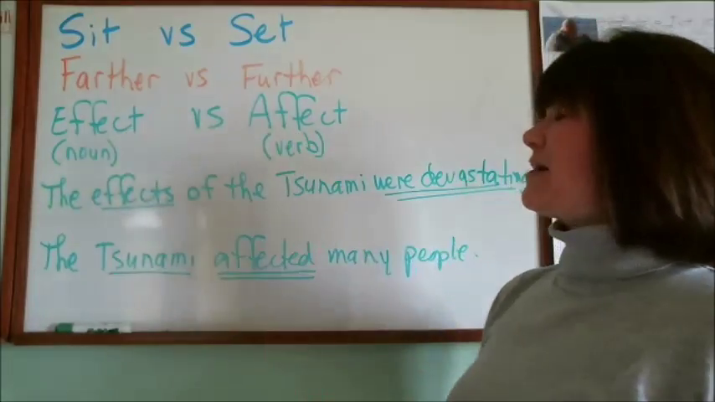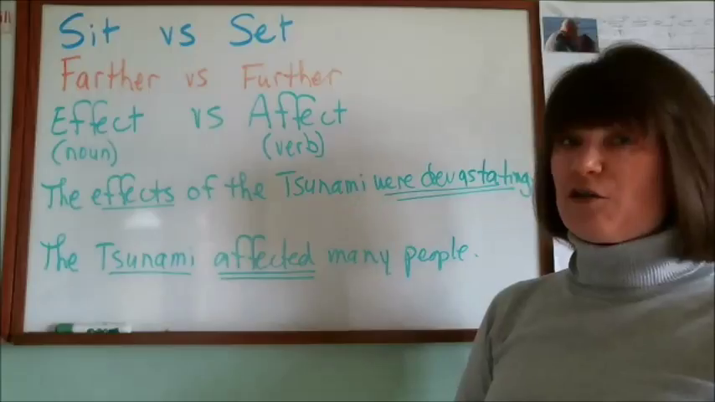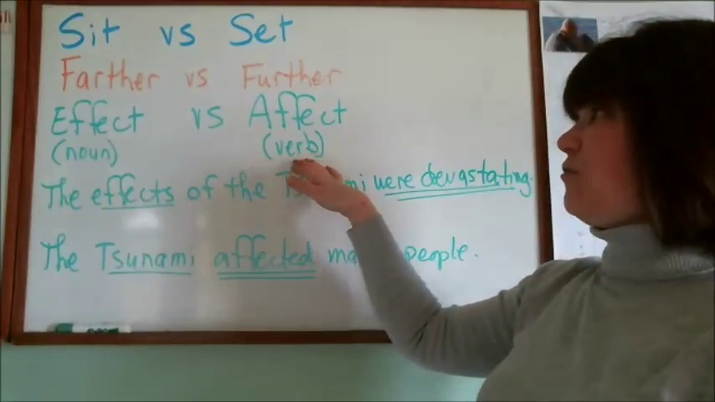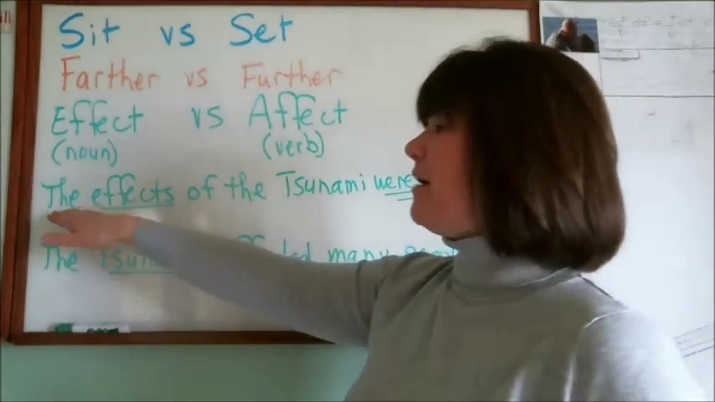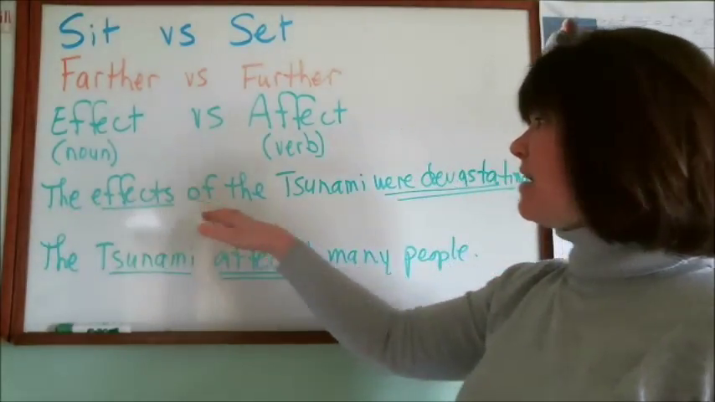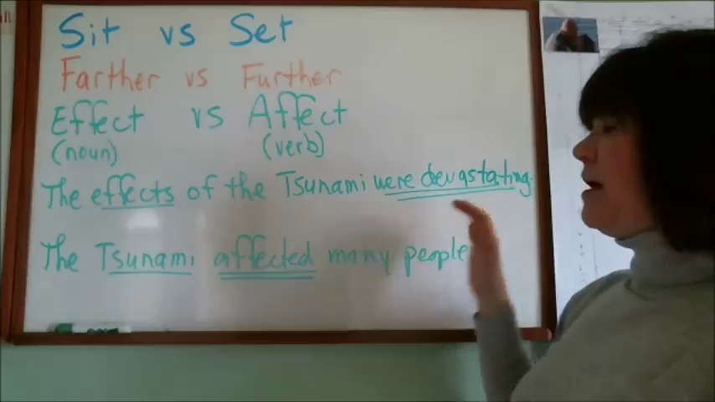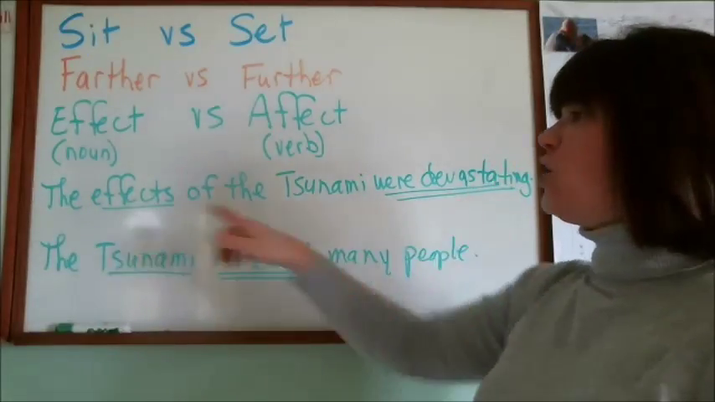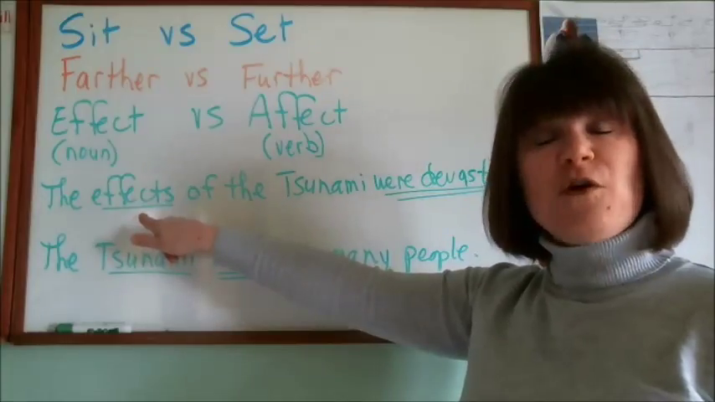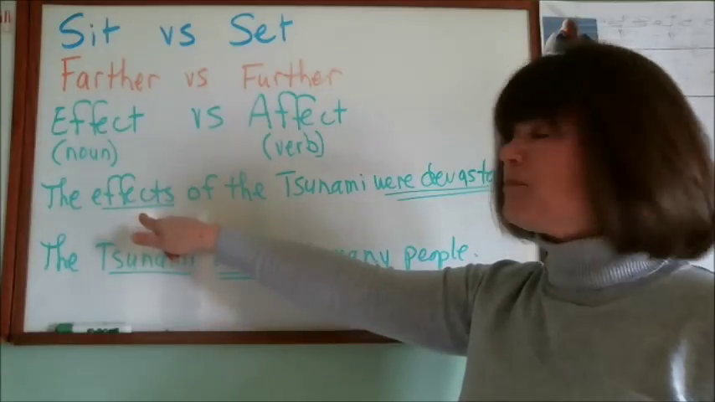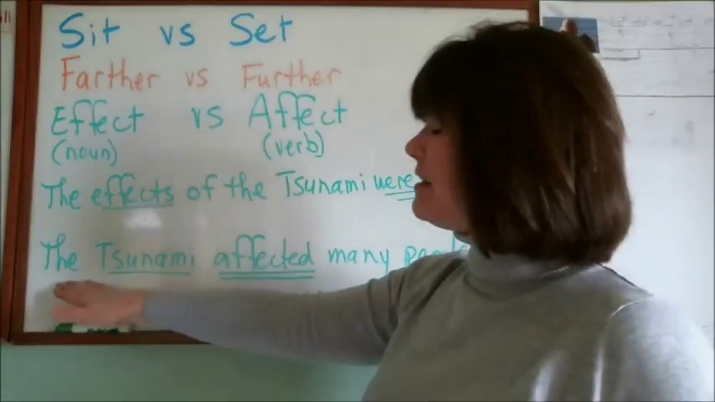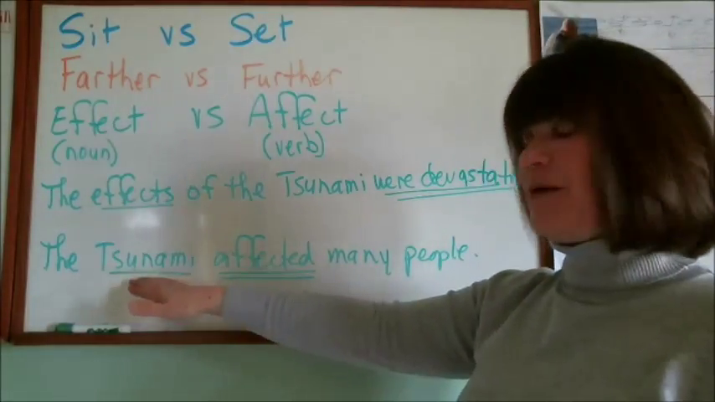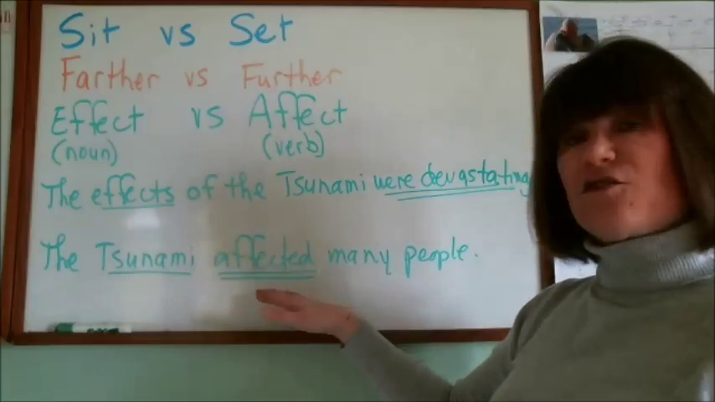Effect versus affect is one that you also hear done incorrectly often. Effect is a noun, affect is a verb. So when you have a sentence, for example, the effects of the tsunami were devastating, the complete sentence is, effects were devastating. Look for the subject because, as you know, the subject has to be a noun. In this sentence, the tsunami affected many people, the subject is the tsunami and affected is the verb.